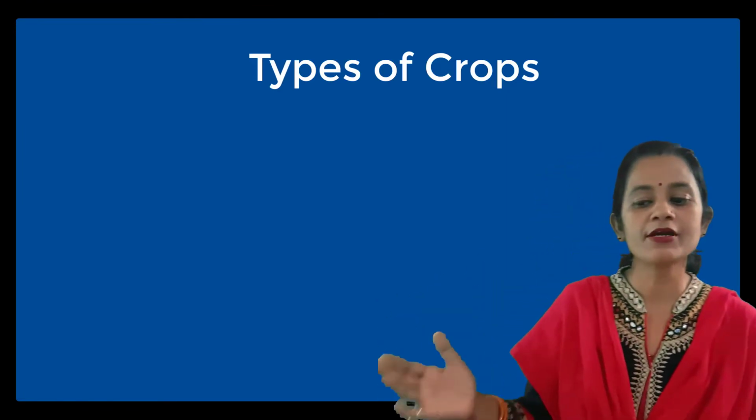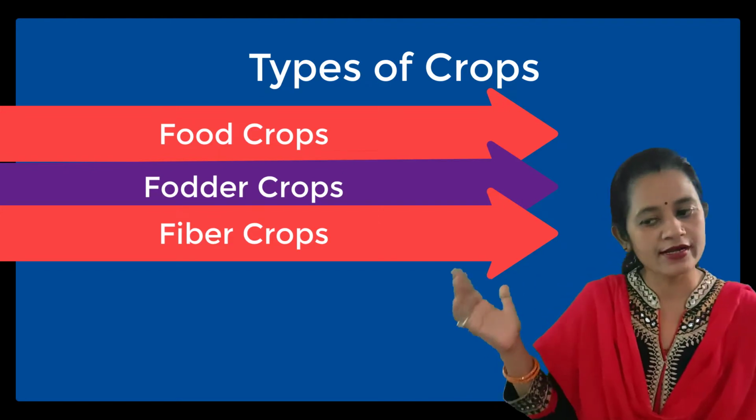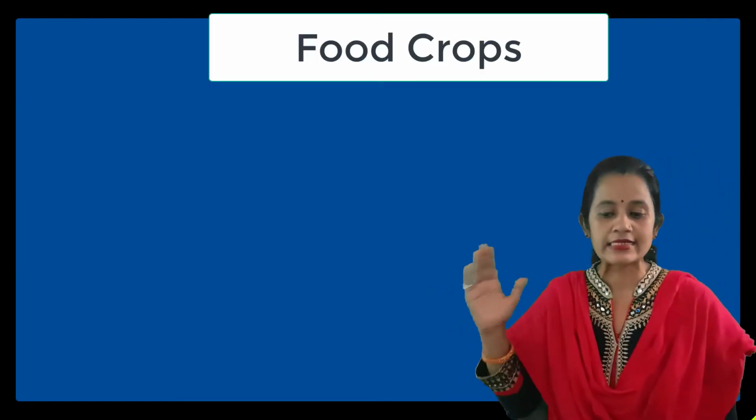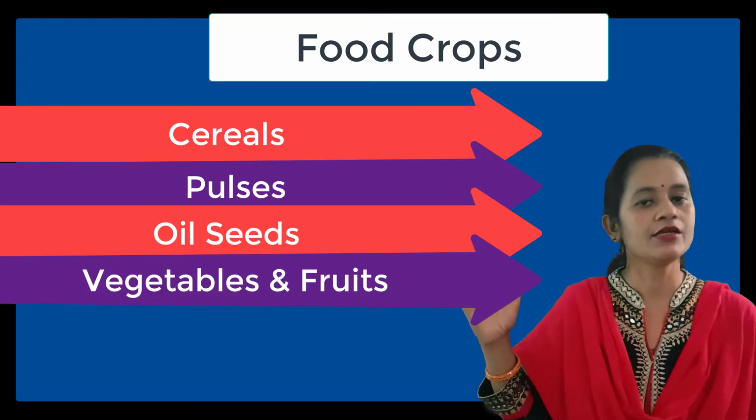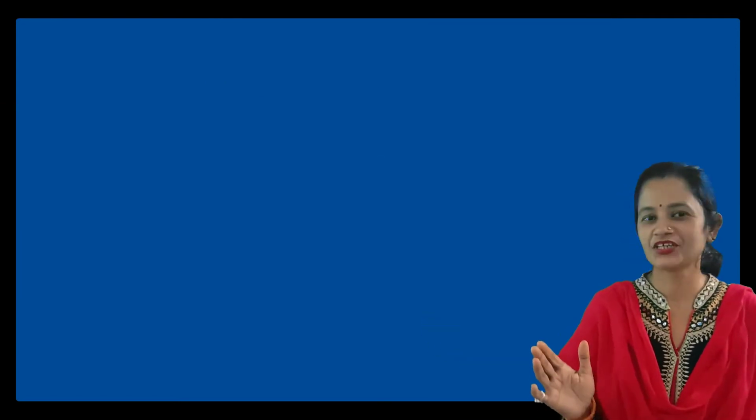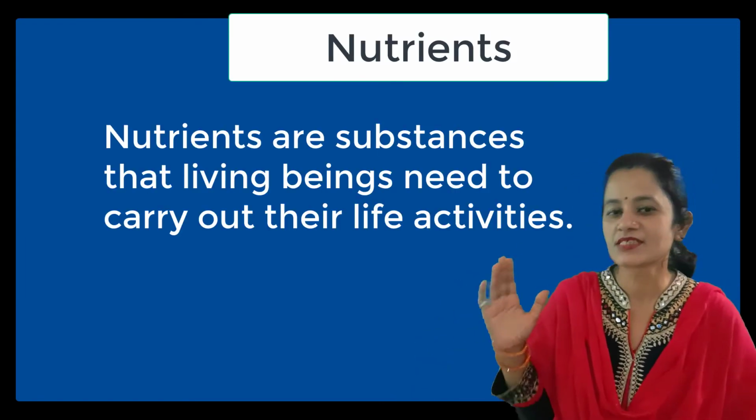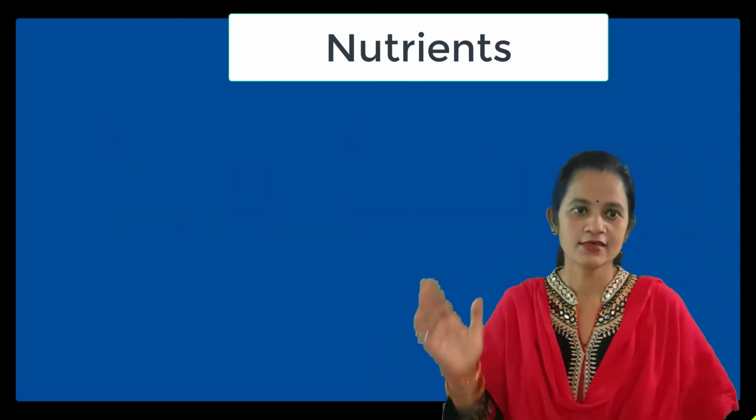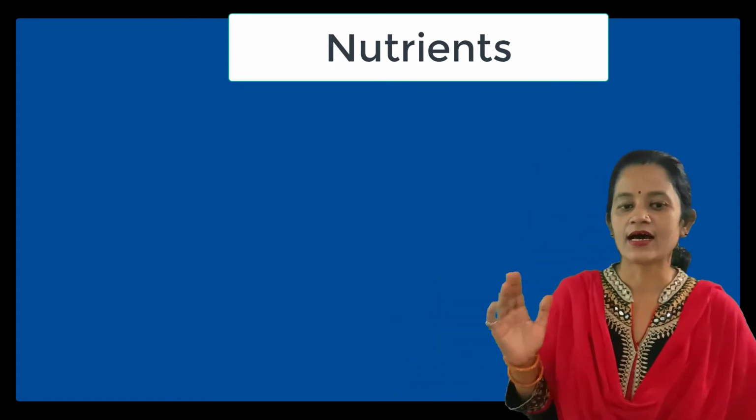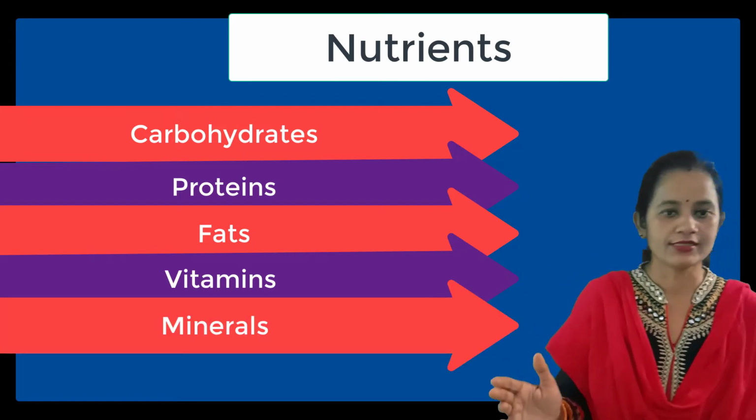Students, we know that different types of crops may be grouped as food crops, fodder crops, fiber crops or timber crops. Food crops like cereals, pulses, oilseeds, vegetables and fruits provide nutrients. Now the question is, what are nutrients? So students, nutrients are substances that living beings need to carry out their life activities. The nutrients found in food crops are carbohydrates, proteins, fats, vitamins and minerals.